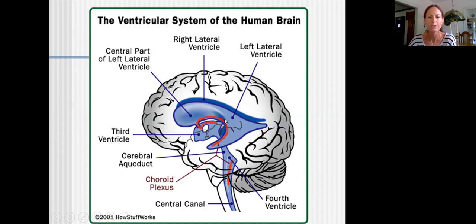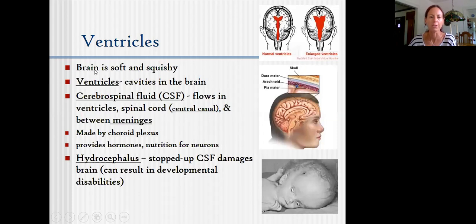So we have a bunch of different ventricles, and the brain is very soft and squishy. So this fluid actually goes all around the brain. It kind of helps to bathe it and protect it. And it goes around the brain in an area that we call the meninges. And here are the three layers of the meninges. You've probably heard of meningitis, which is an inflammation of the meninges. So this cerebrospinal fluid goes through the ventricles, down the central canal, all the way around the meninges, and it just sort of bathes the brain.